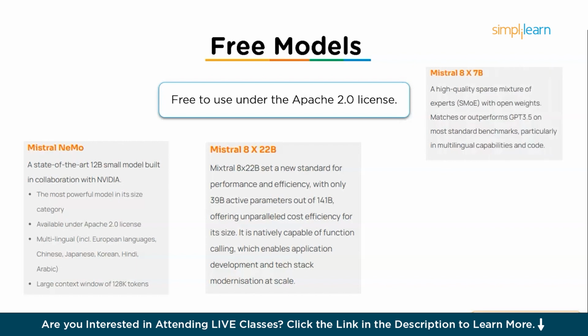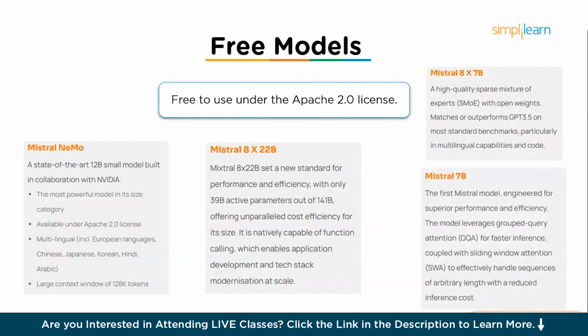The sixth one, Mistral 8x7B. It's a high quality sparse mixture of experts with open weights, matches or outperforms GPT 3.5 on most standard benchmarks, particularly in multilingual capabilities and code.